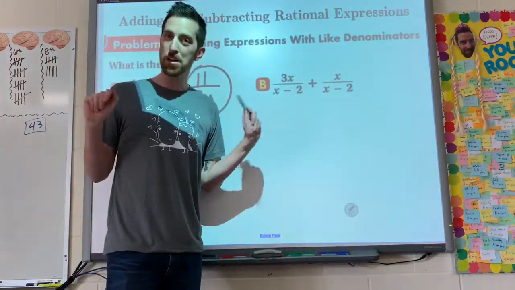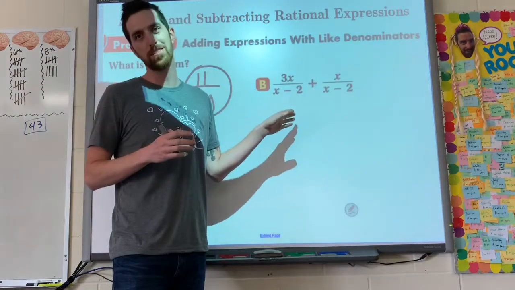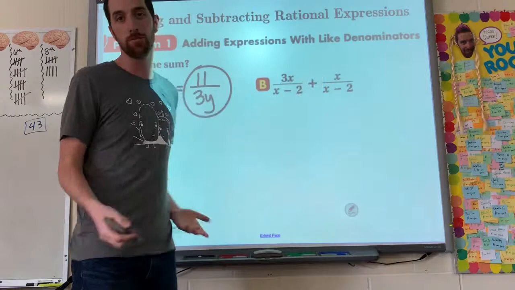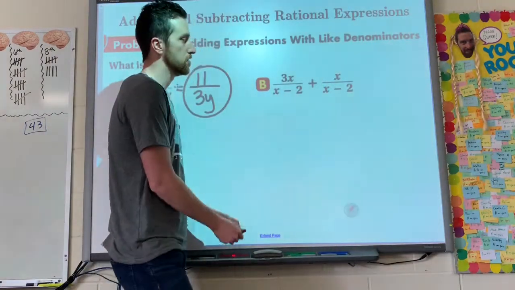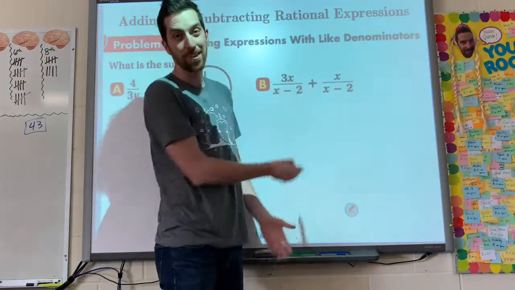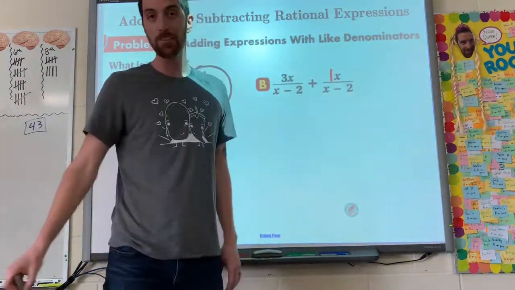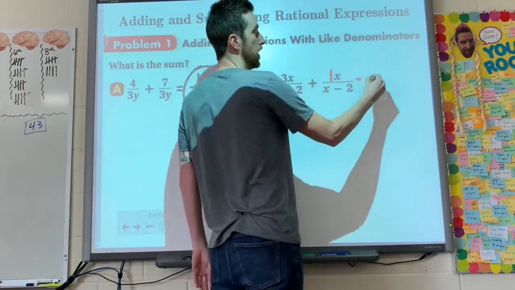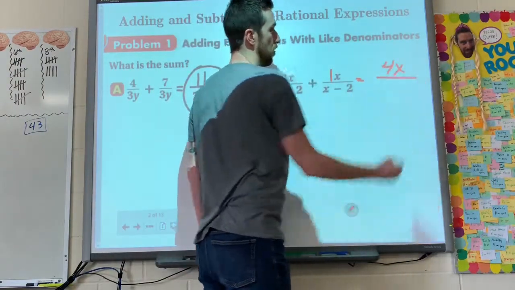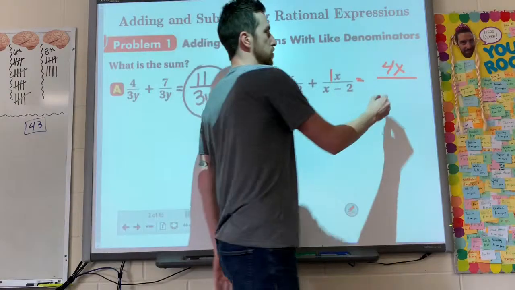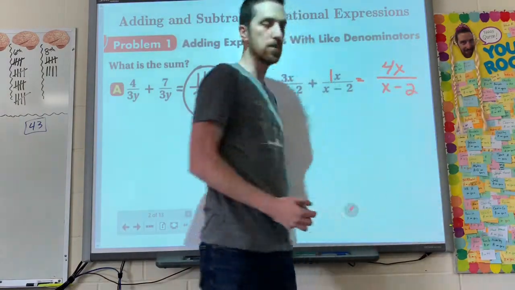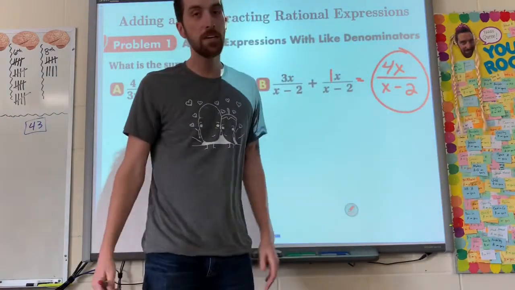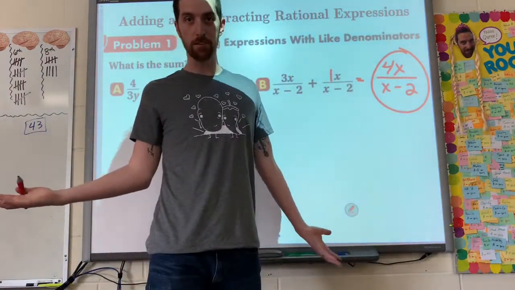This one, a little more complicated, but both of their denominators are x minus 2. So again, we can just add the numerators. We've already got the common denominator. So 3x plus x, or 3x plus 1x, is how many x's? 4 x's. So we got 4x over the denominator, x minus 2. Can we simplify any of that? Nah. So that'll be it. Let's get to some nasty ones, okay?